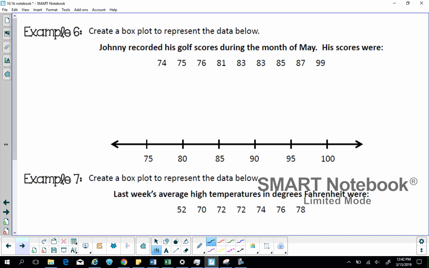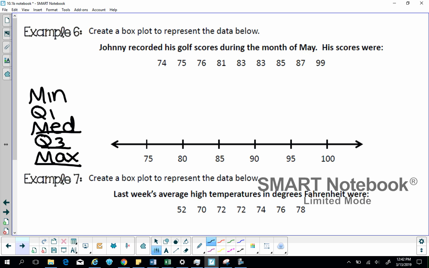So try this one. And so first, your 5-number summary is your min, Q1, median, Q3, and max. And they already put it in order for us. So what is your min? What's your max? Beautiful. So you're going to put 2 dots right there. So 74 and 99.